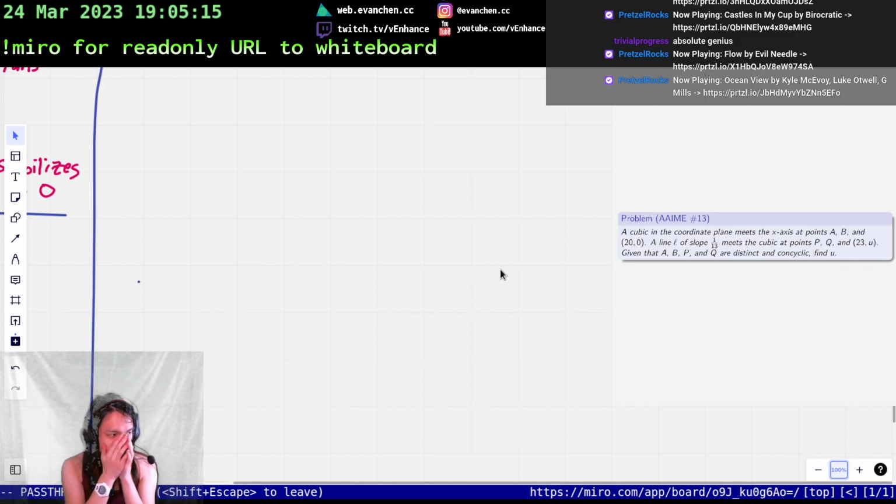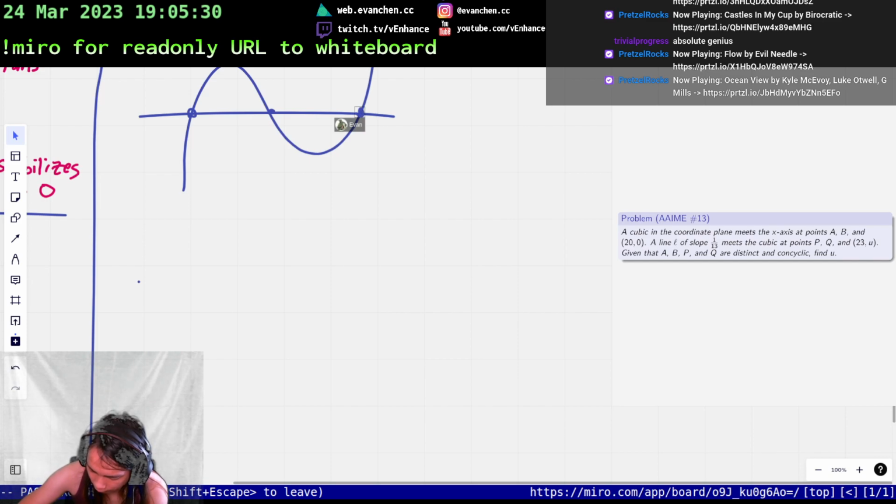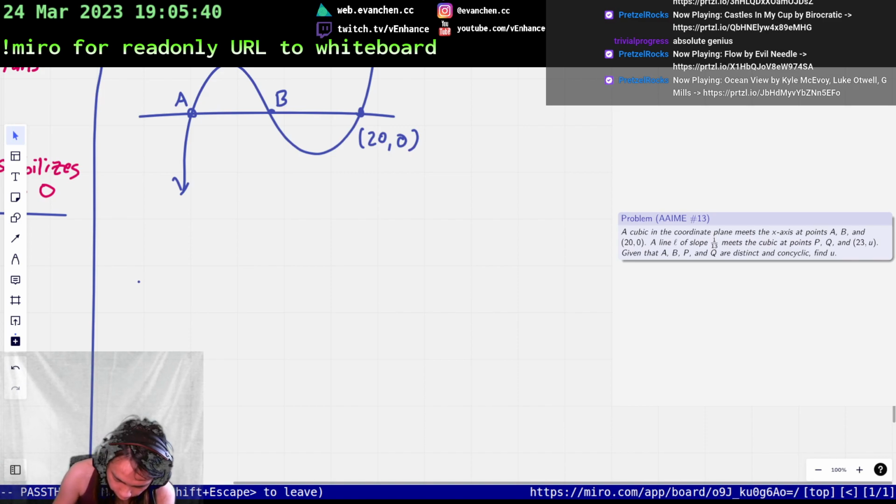Okay, welcome back. So we have a problem from some mock contest, I don't know what. But you have a cubic with roots at some points. We'll call them A, B, and 20, 0. So here's your cubic. And then there's a line of slope 1 over 13, which meets the cubic at 3 more points.